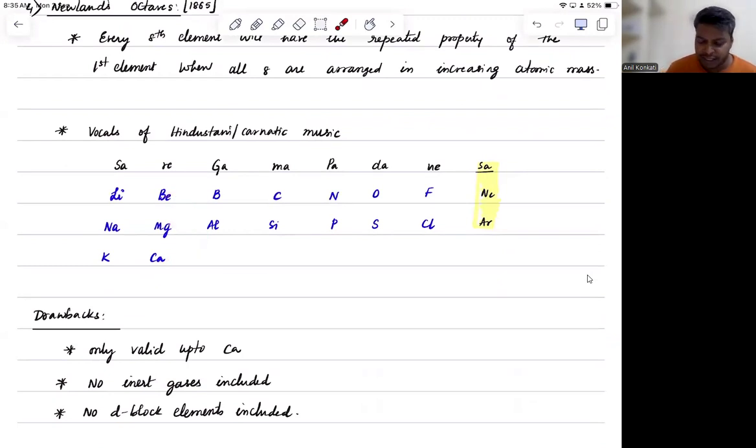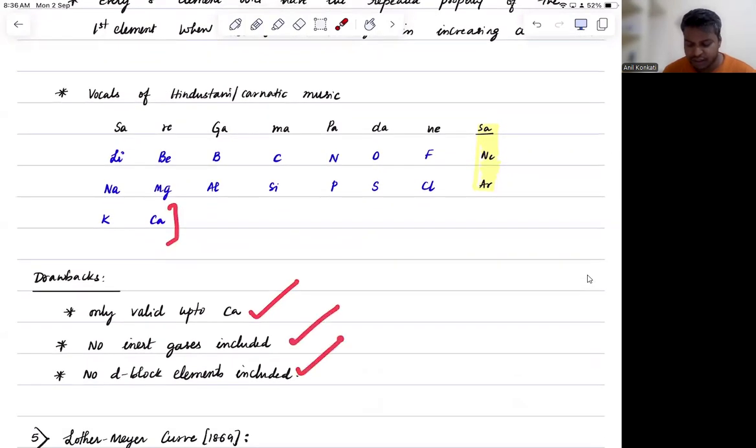But unfortunately, after calcium, this kind of similar property pattern was not observed later on. Therefore, this is valid only up to calcium. No inert gases included, no d-block included. So it has its own drawbacks.